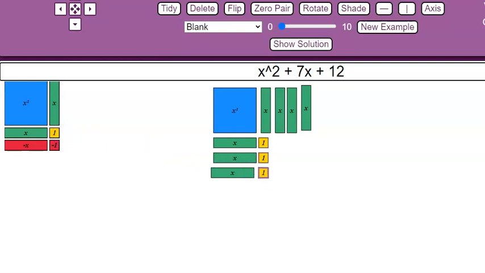Now, what you want to do is make a rectangle such that all of these objects fit perfectly. There's not like an extra space that's empty. If there is an empty space, then you need to either reorganize them, add 0 pairs, or it's just not factorable.